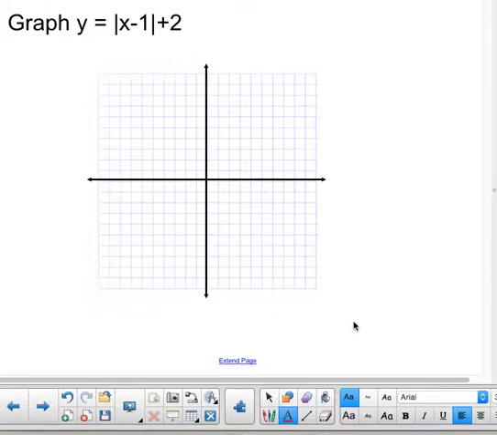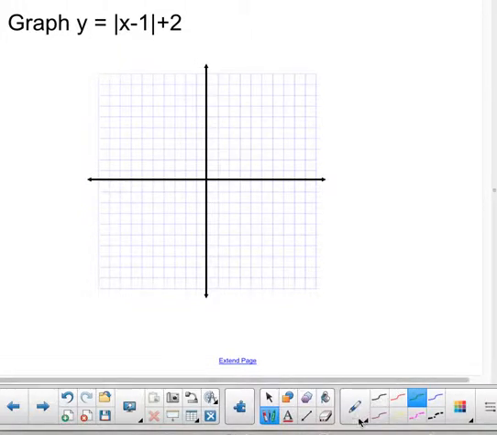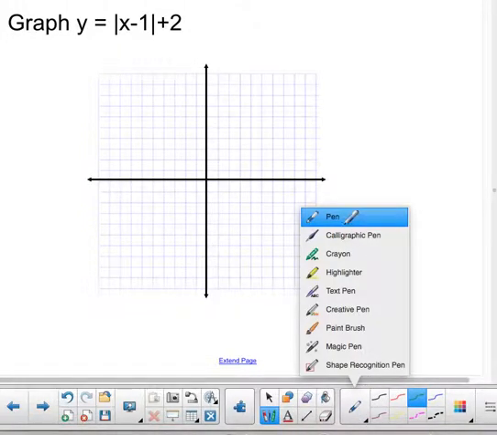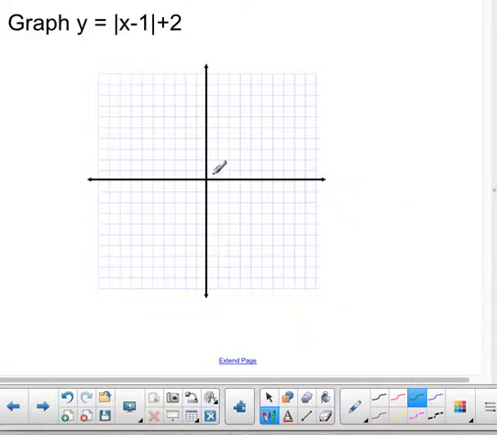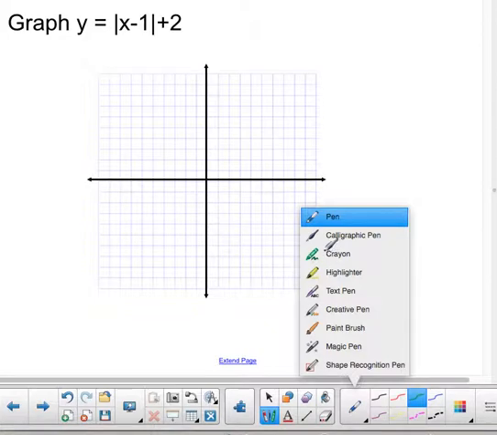Okay, so we're going to graph y is equal to the absolute value of x minus 2 plus 2. All right, so when we do this, we don't want to do a table of values. We can always resort back to the table of values, but we're looking for a faster way. So I'm going to start off in blue with what my absolute value function looks like.